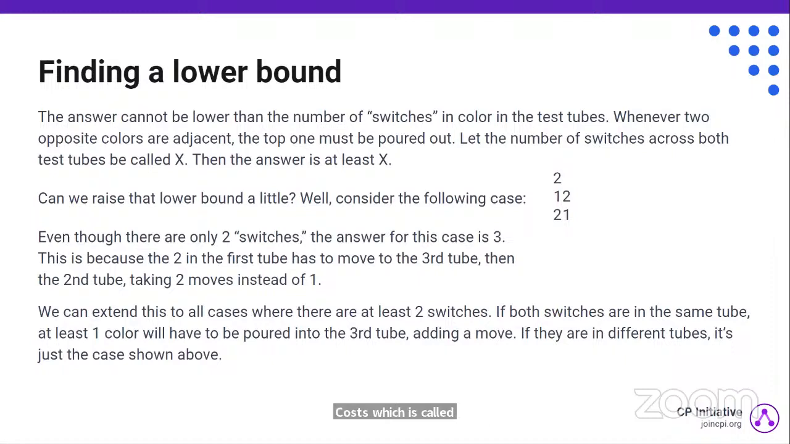If we do a little tinkering around, we can find that we can actually raise the lower bound a little bit. Let's consider the case to the right. Our test tube has size 2, and the first one is colors 1, 2, and the second is 2, 1. No matter what we do here, we can't actually get better than 3 moves. We're gonna have to move one of them into the third test tube, no matter what. Even if there are only 2 switches, the answer is going to be 3, because let's just say we do the sequence 1, 3, and then 2, 1, 3, 2. The 2 in the first test tube has to move into the third tube, and then it has to move back to the second tube later. So it takes 2 moves instead of 1.